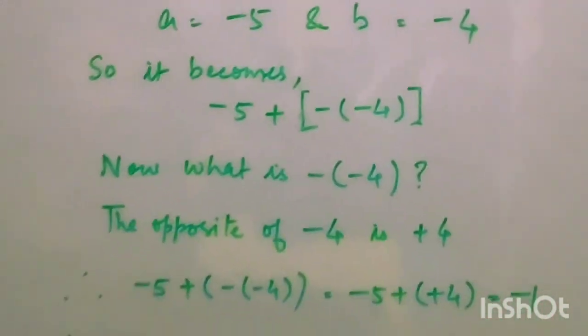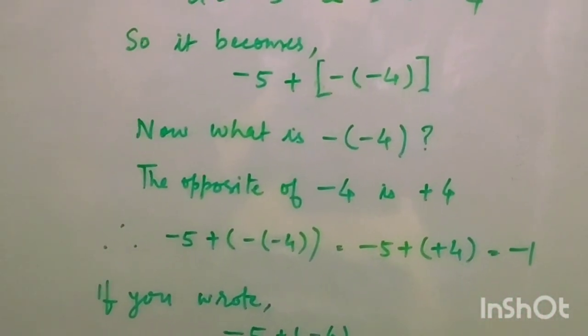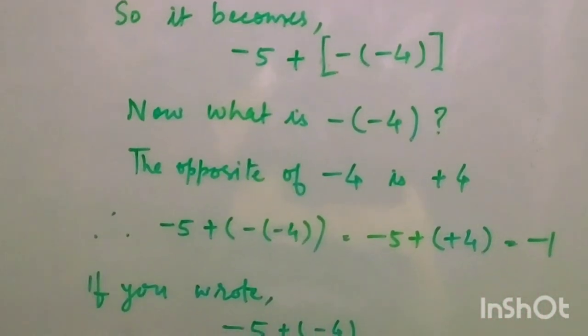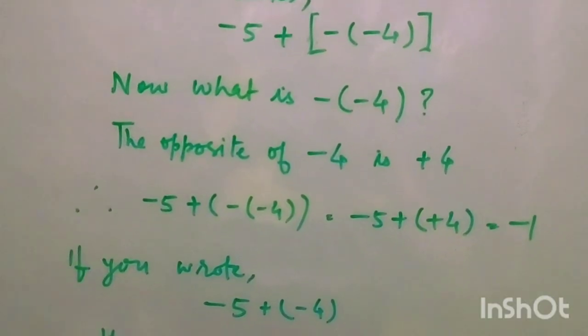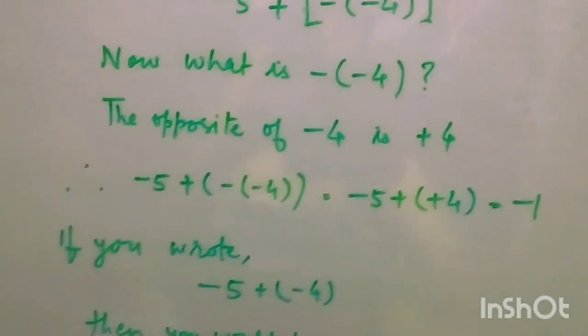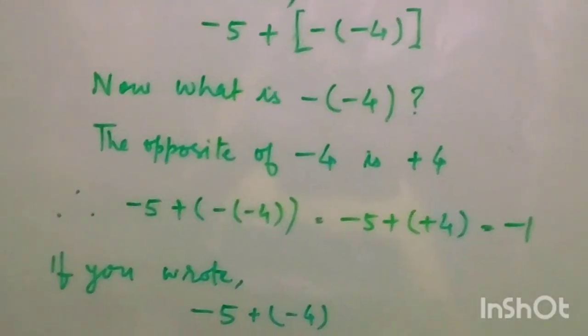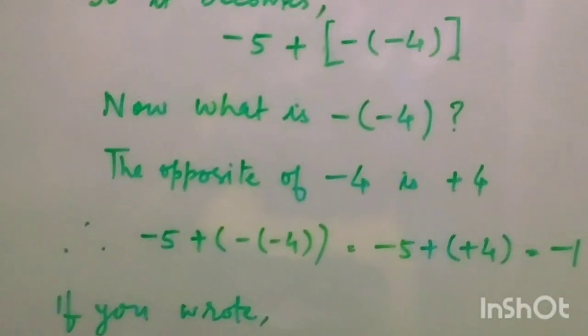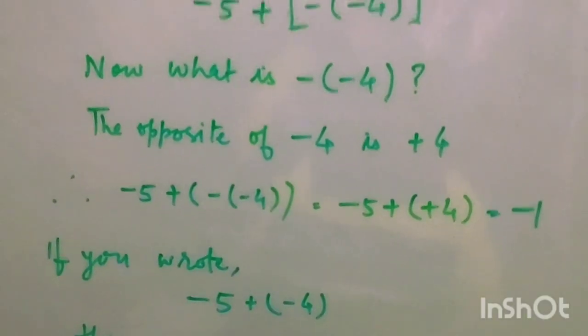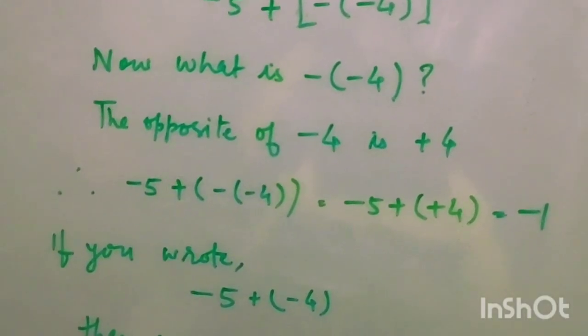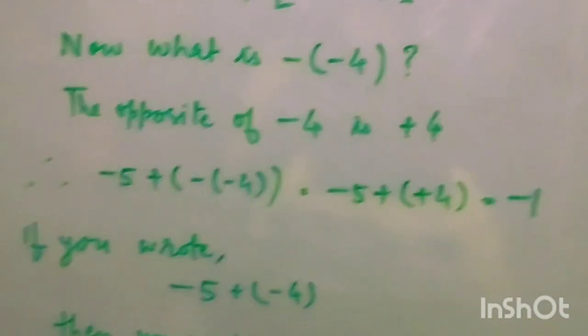Now what is negative of negative 4? As you can see, negative means the opposite of any number. Suppose the negative of 4 is minus 4. So what would be the negative of minus 4? The negative of minus 4 is the opposite of minus 4, which is plus 4. In this way, using the rule of signs, minus 5 plus 4 is equal to minus 1.